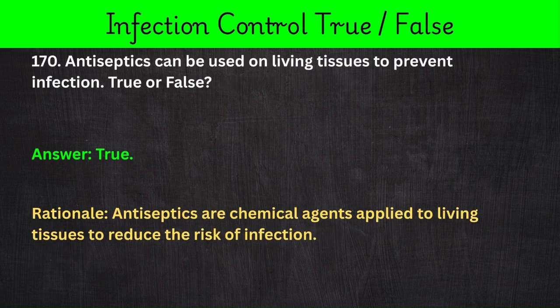170. Antiseptics can be used on living tissues to prevent infection. True or false? Answer: true. Rationale: antiseptics are chemical agents applied to living tissues to reduce the risk of infection.